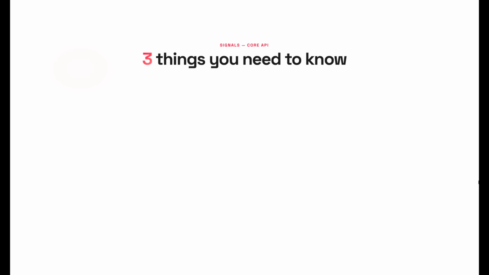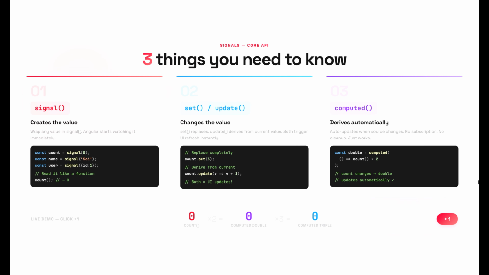Signals have 3 core functions you need to know. And I promise, once you understand these 3, everything else clicks. Number 1, signal. This creates the signal. You give it an initial value. That value can be a number, string, object, array, anything. Number 2, set. This replaces the value completely. You call set with a new value and the signal updates.